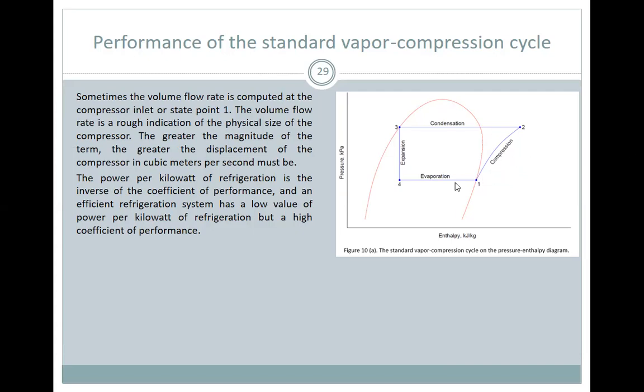Now, the power per kilowatt of refrigeration is the inverse of ayan, coefficient of performance. An efficient refrigeration system has a low value of power per kilowatt of refrigeration but a high coefficient of performance. Okay? Ginagamit tong power per kilowatt of refrigeration sa mga chillers. Malalaking unit.